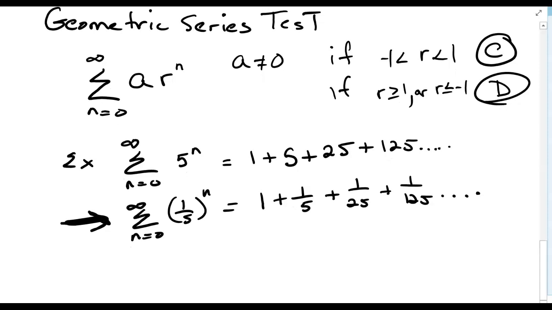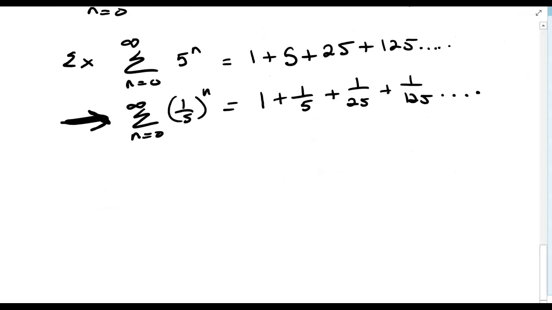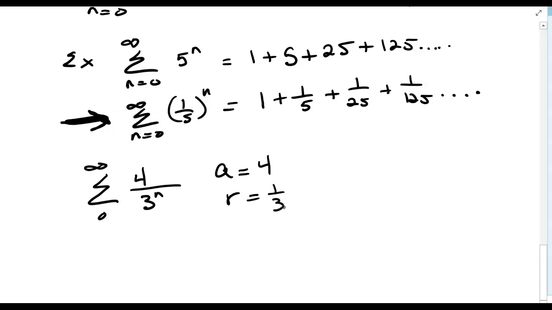So for example, let's take a look at another one. Do the summation 0 to infinity of 4 times (1/3) to the n. So be careful. It is only the third that's being raised to the n power. So in this particular problem, we actually have an a. We have a equal to 4. Your r is a third, right?